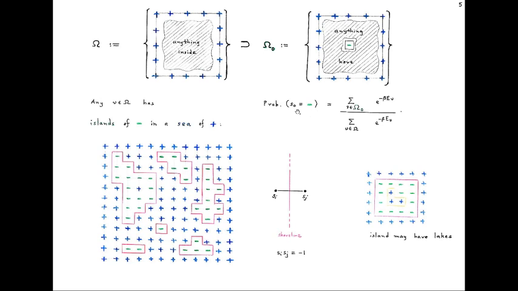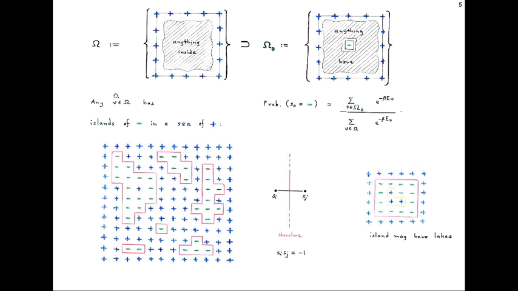And then the probability of obtaining a minus spin at the origin, if we start from here, is this conditional probability. So it's the sum of e to the power minus beta e nu, where the nu belongs to omega naught, divided by what we start off with. So here the sum is for nu belonging to omega.